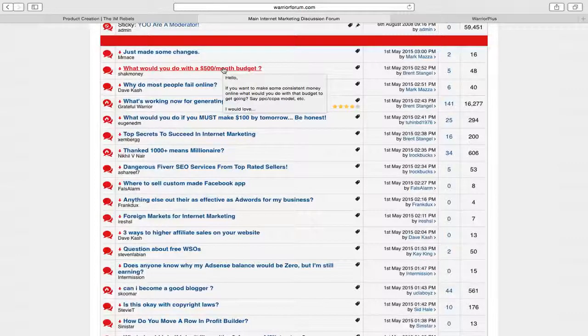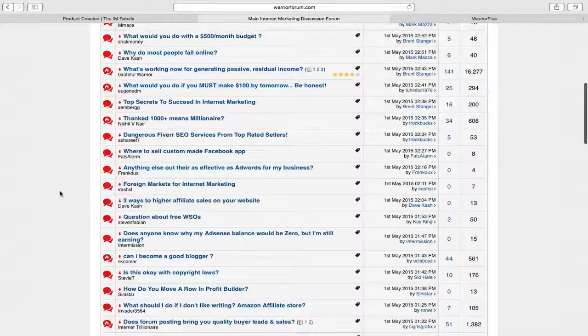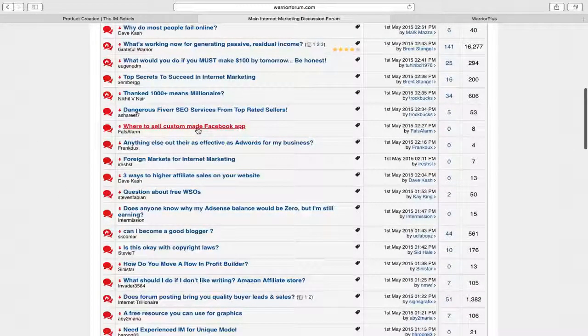What would you do with this kind of budget? Well, specific questions are better. What would you do if you must make $100 by tomorrow? Where to sell a custom-made Facebook app? Anything else out there as effective as AdWords for my business? And we go on and on and on. Okay, so we're seeing questions.